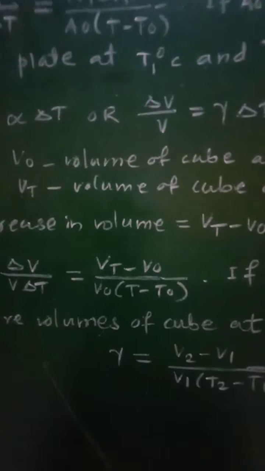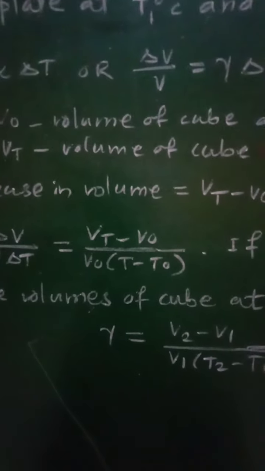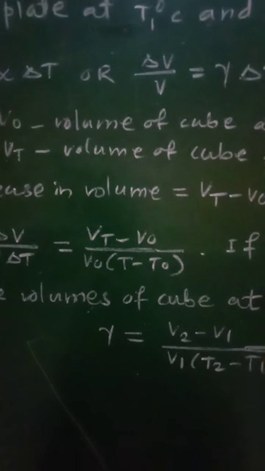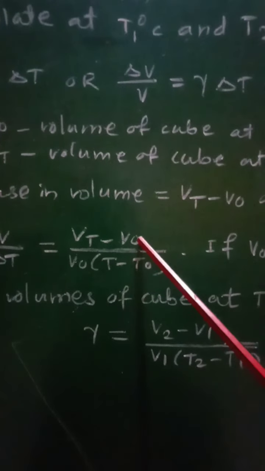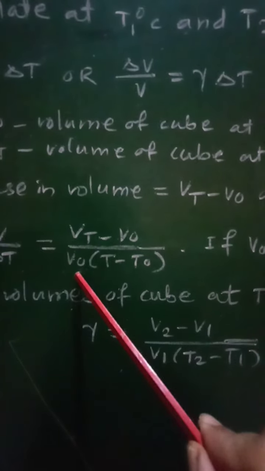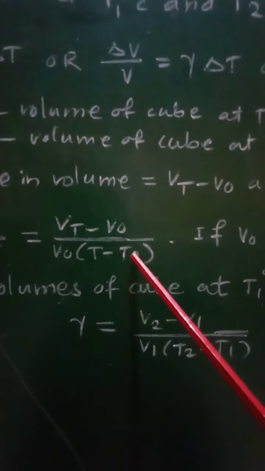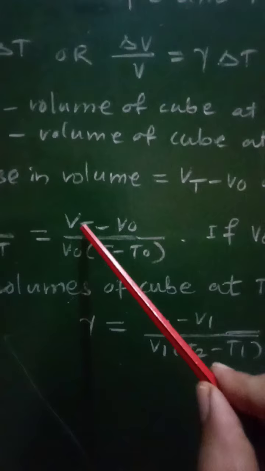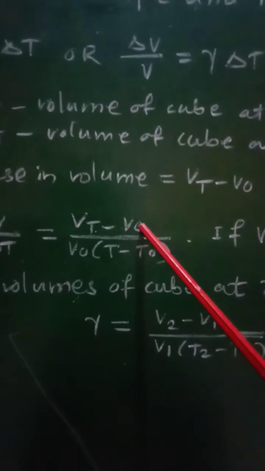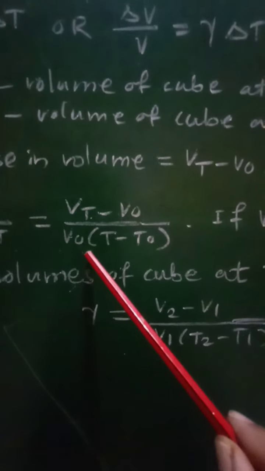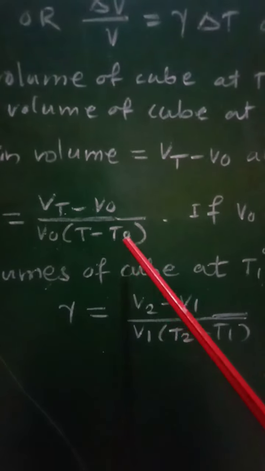And therefore, from this relation, we can define the coefficient of volume expansion. The coefficient of volume expansion of the solid is defined as the increase in volume of the solid per unit of its original volume at 0 degree Celsius temperature per degree rise in temperature.